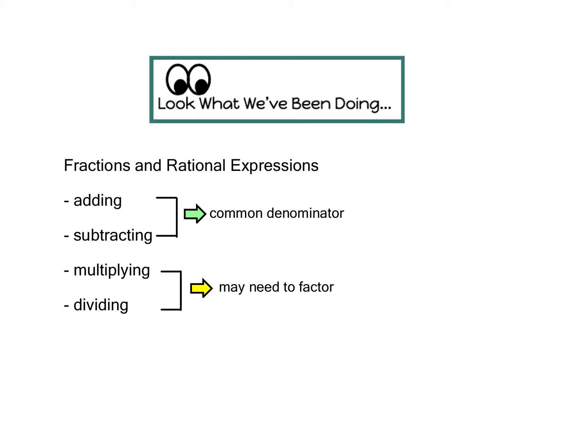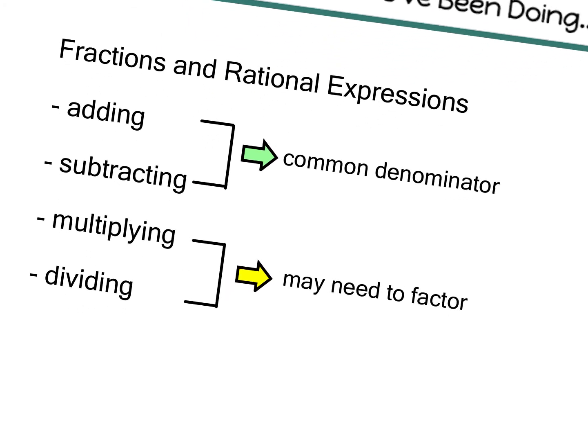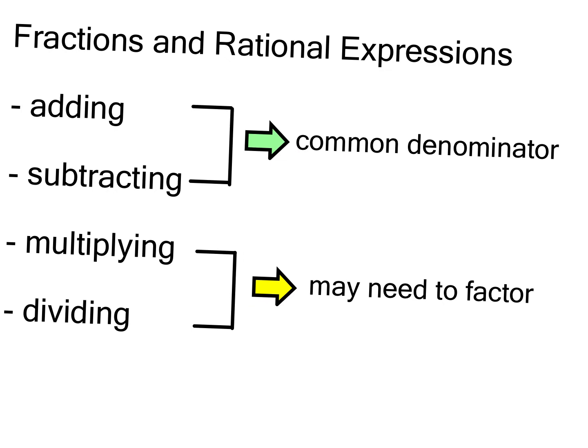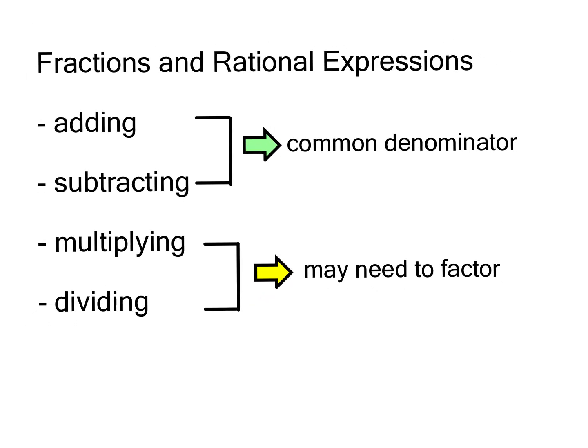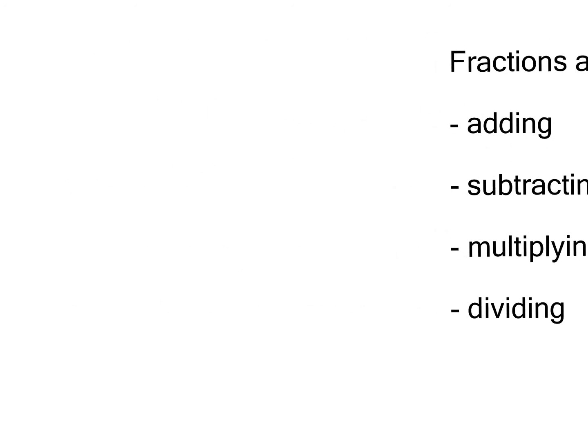So to start with, adding and subtracting need a common denominator. Multiplying and dividing, you don't need a common denominator, but you might need a factor. So let's talk about a couple of those. Here's one where it doesn't have a common denominator. So you can't add them until you get a common denominator. Would you please get a common denominator and add those? So whenever you're trying to decide what the denominator should be, you just multiply the denominators together.